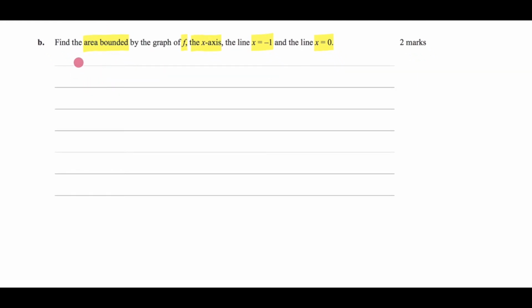So I'm going to put my integral sign. What is my formula? It's 2x minus 1 squared plus 1 dx. What are my upper and lower limits? It's going to be 0 is my bigger number, -1 is my smaller number.